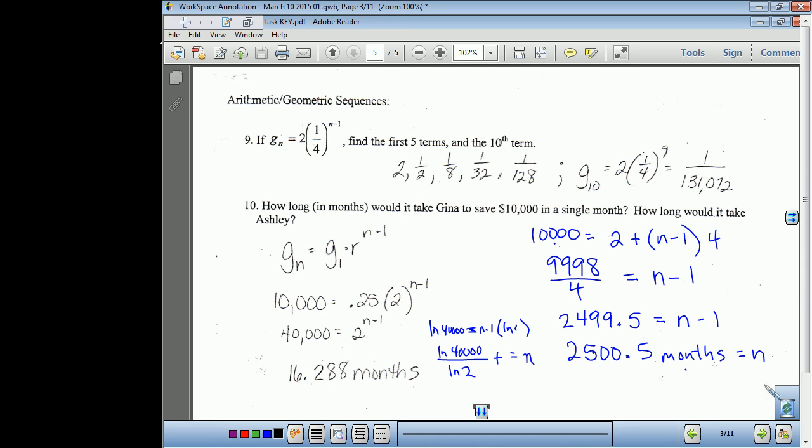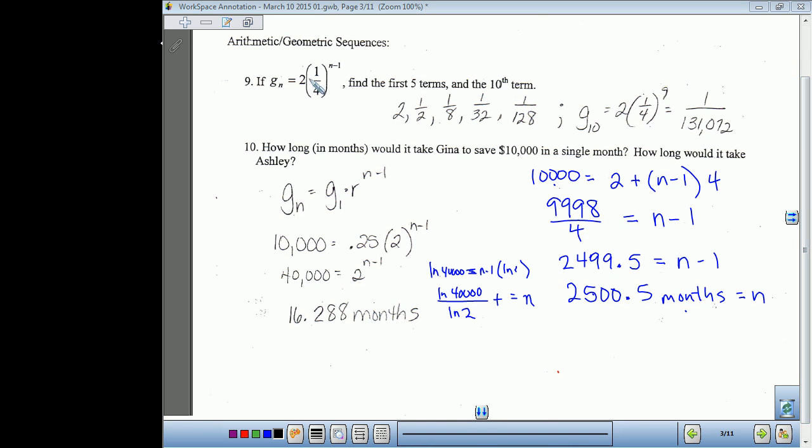Okay? All right, and so here they've given us a formula. They ask us to find the first 5 terms. Well, we can just continue to multiply by a fourth. And to find the 10th term, you would plug in 10, so you get 2 times 1/4 raised to the 10 minus 1, which is 9. And that gives us 1 over 131,072.